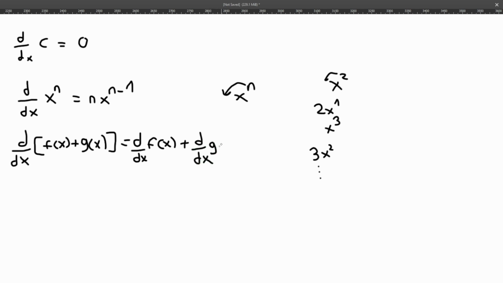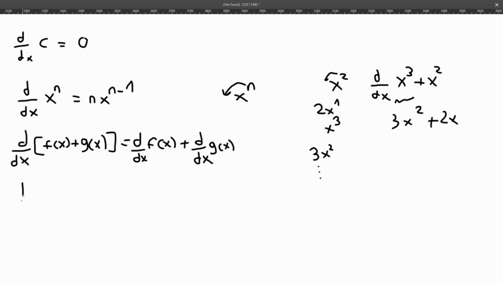So let's say you want to calculate the derivative of the function x cubed plus x squared. Well, this is going to be the derivative of x cubed, which is 3x squared, plus the derivative of x squared, which is 2x.